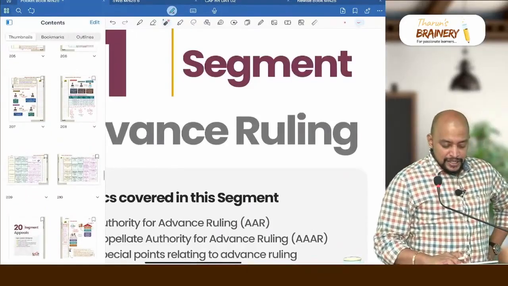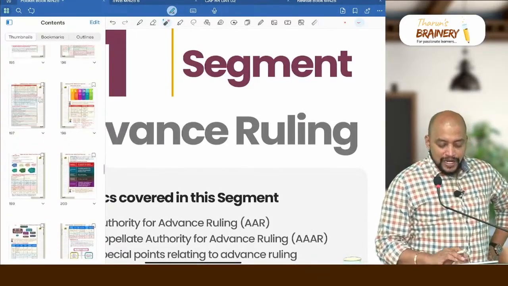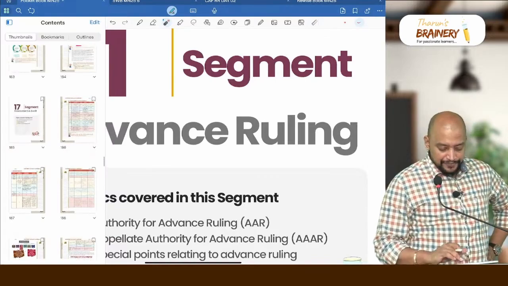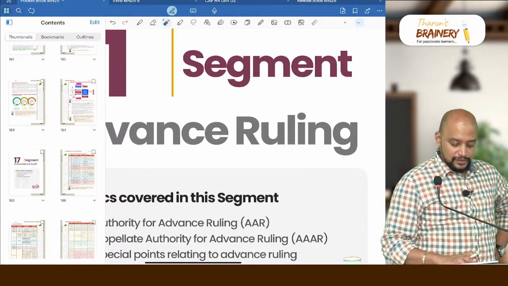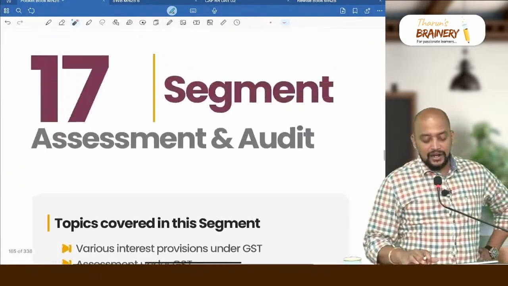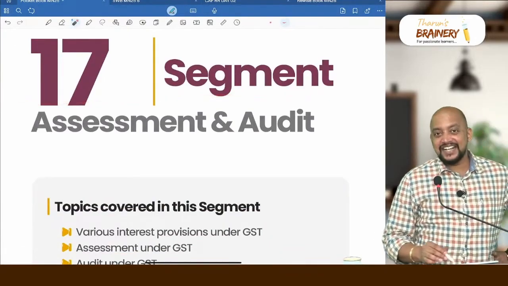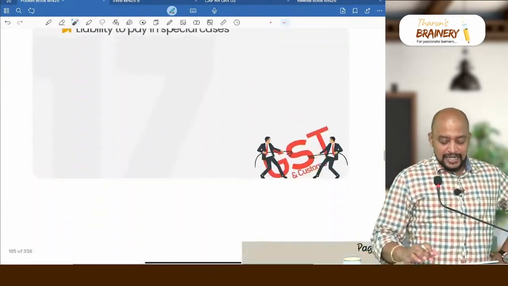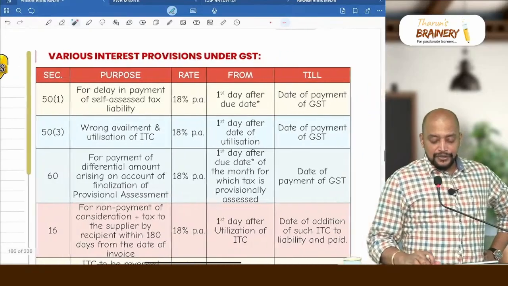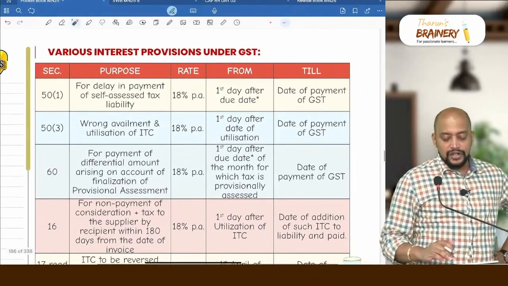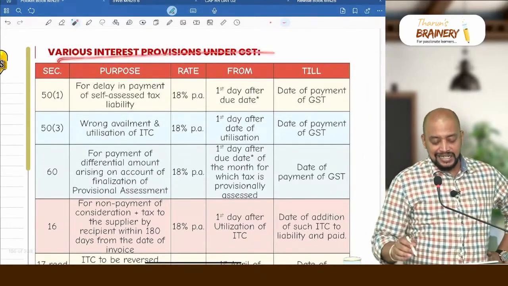Assessment and audit. So this assessment is also connected to demand and recovery. Don't worry, today itself I will not complete entire GST. So segment 17, assessment and audit. In this assessment and audit, we need to see first what are the various interest provisions under GST.